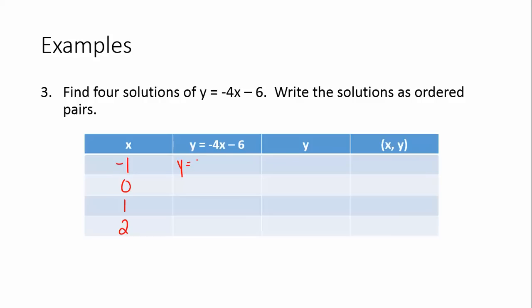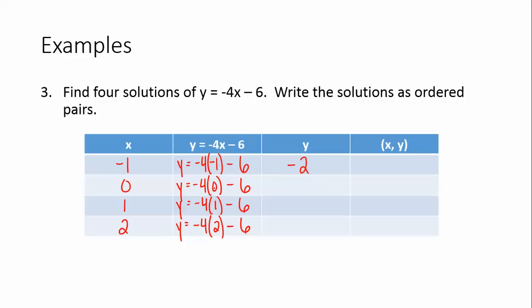So first we have -4 times -1 minus 6. If we plug in a 0, it's -4 times 0 minus 6. If we plug in a 1, negative 4 times 1 minus 6. And if we plug in a 2, it's negative 4 times 2 minus 6. So now we need to compute to figure out what the output is of the function. Negative 4 times negative 1 is positive 4. Positive 4 minus 6 is a negative 2.